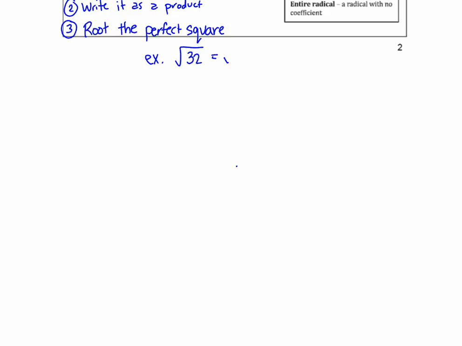So 16 times 2. Okay. And the rules above, I already wrote it down. We could also, instead of writing this as square root of 16 times 2, how else could you write this? Square root of 16 times square root of 2. Yeah, root a times b equals root a times root b. And then last, we actually square root the perfect square. What is the square root of 16? 4. 4 root 2. Okay?